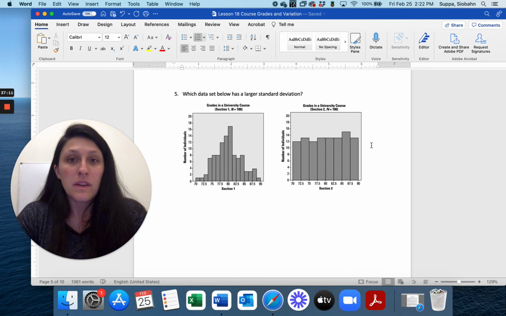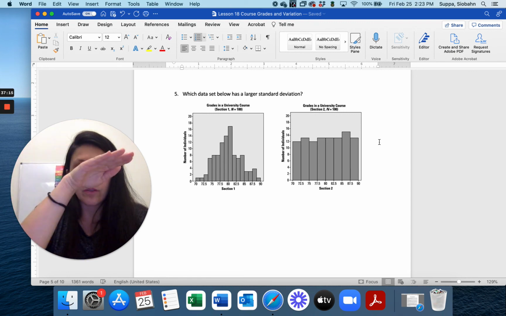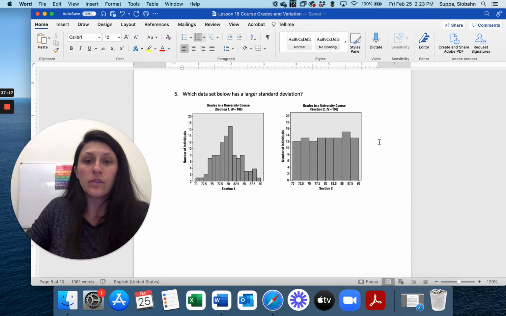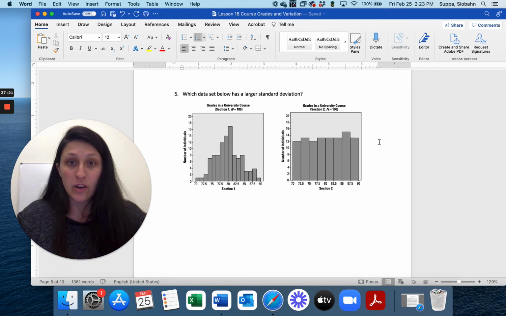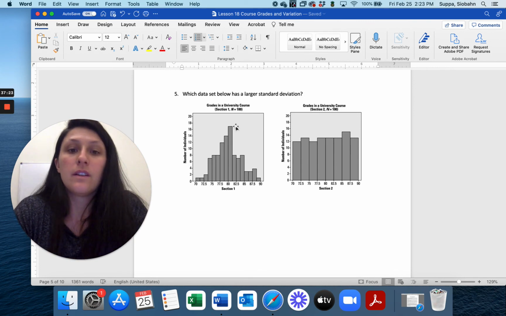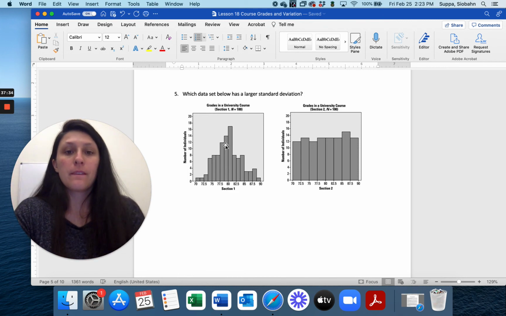So be careful when you see these. They're called uniform bar graphs because they have a uniform-looking height. Uniform bar graphs have very large standard deviations because lots of people are far away from the middle. Whereas a bar graph that looks like this should have a smaller standard deviation because more people are in the middle, because these peak heights here are close to the middle and high.